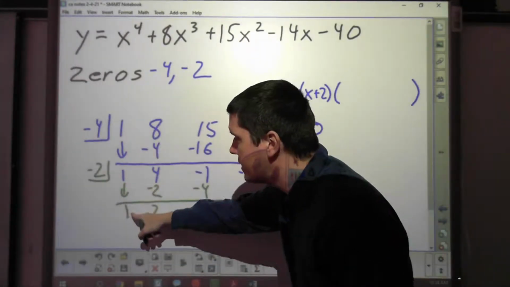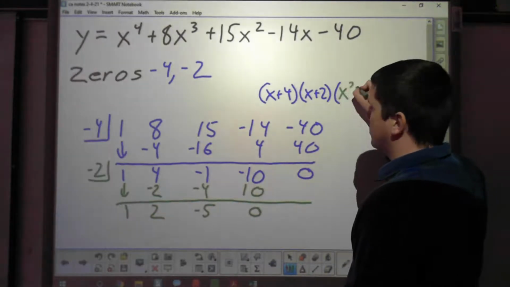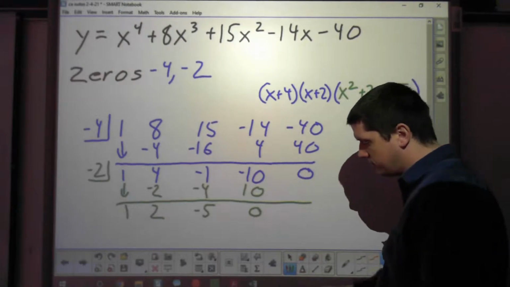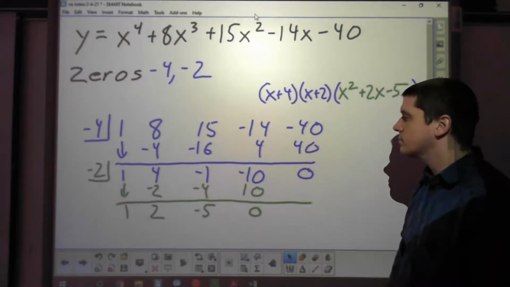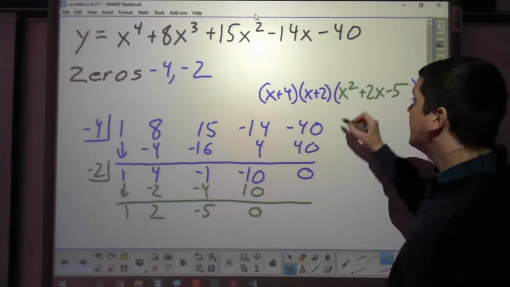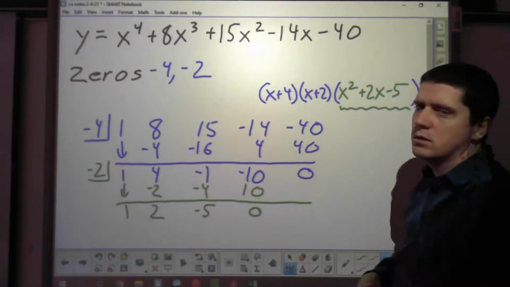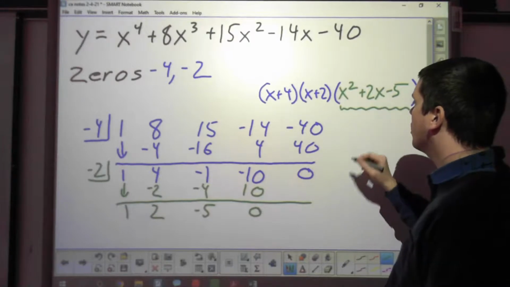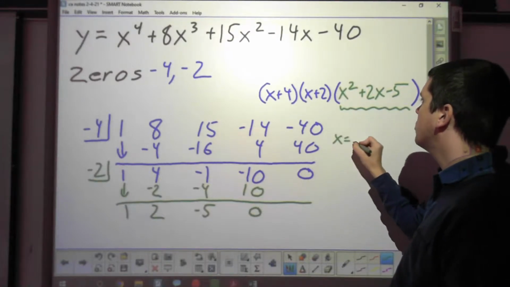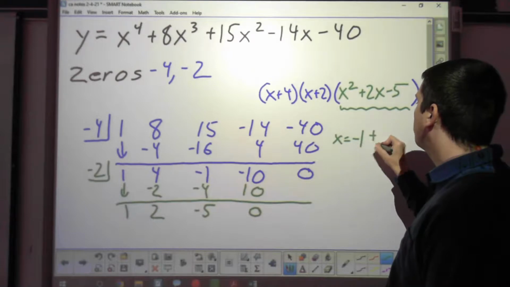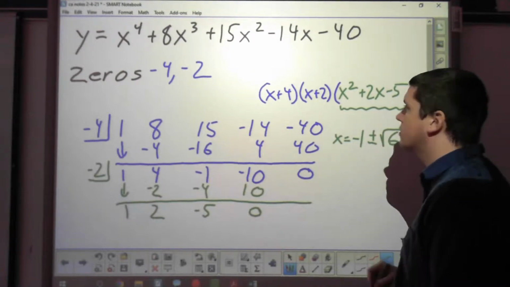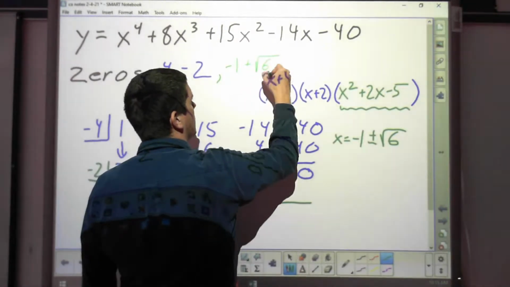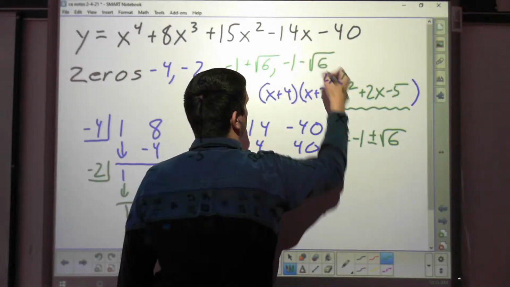And this right here at the bottom, again, that was x to the 4th. This is x to the 3rd. This is x squared. So I have x squared plus 2x minus 5. And with a little bit of work here that I'm not showing, but I expect that you guys can do, I know that this is going to be x equals -1 plus or minus the square root of 6. -1 plus the square root of 6, -1 minus the square root of 6.